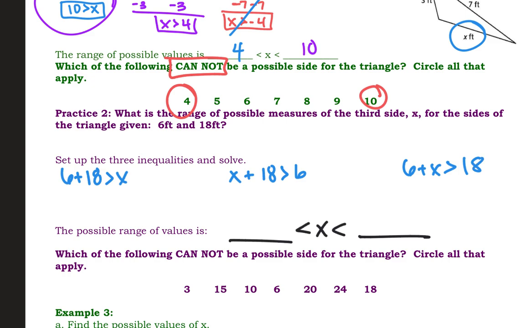All right, on the first one, what was 6 plus 18? 24. 24 must be greater than x. What's the next one? Negative 12. X has to be greater than negative 12. And the last one is x has to be greater than 12.